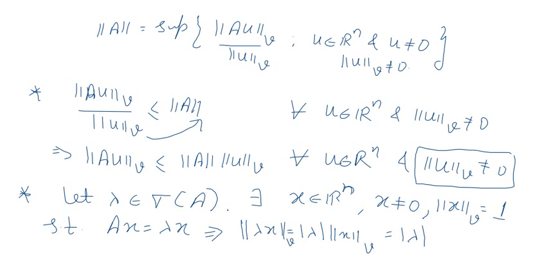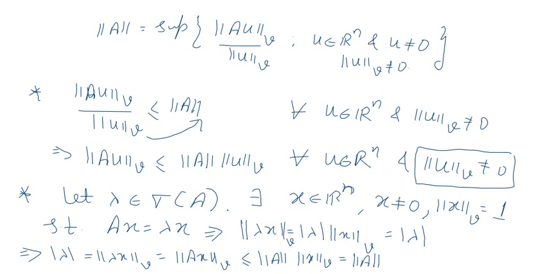And what about the left side? This implies mod lambda is equal to the norm of lambda x, that is equal to the norm of Ax, which is less than or equal to the norm of A into the norm of x, but the norm of x is 1, so that's equal to the norm of A. So mod lambda is less than or equal to the norm of A, and you started with an arbitrary eigenvalue of the matrix A. So every eigenvalue in magnitude is always less than or equal to the norm of A. So the maximum of this will also be less than or equal to the norm of A. The maximum of the eigenvalues in magnitude is called the spectral radius. So this establishes the second inequality.